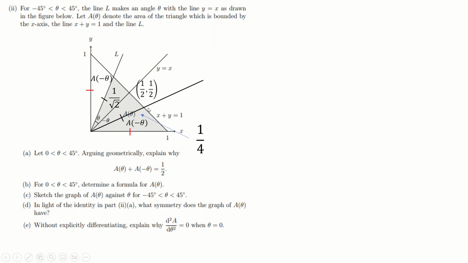So this total area is just a quarter plus this area here, which is why I found this length, because now I can describe this one. If I just call this little bit L, I can say L, or I can say, was it tan theta?